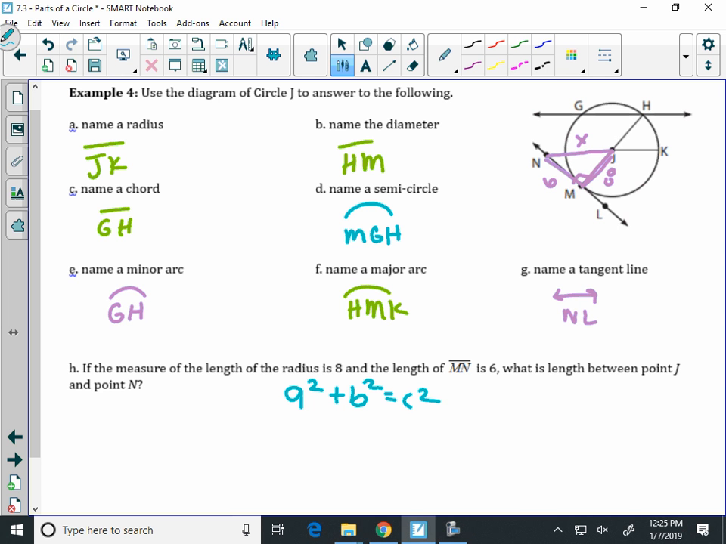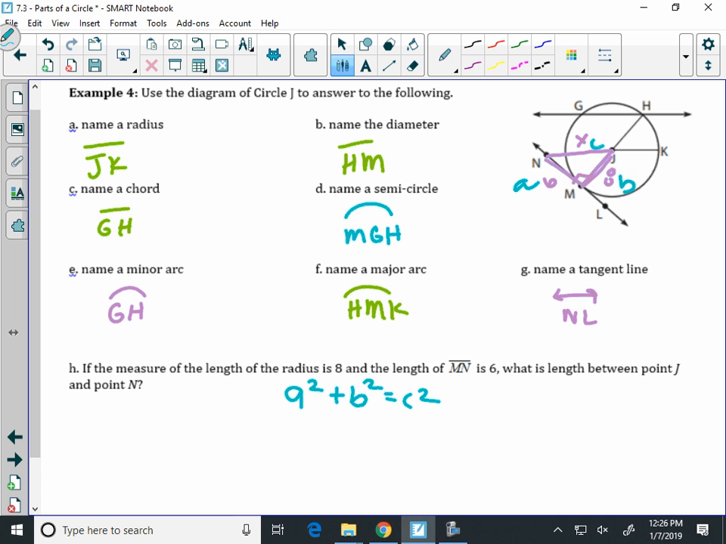Just like that last example. Whenever a radius and tangent meet, they create a right angle. And if you notice, we have a right triangle, so we can use the Pythagorean theorem to find that missing side. Which one has to be our C? X. Yeah, so what's across from the 90? It's not always X, but X happens to be what's across from the 90. So that's our C. And then I'll make that my A, and that my B.